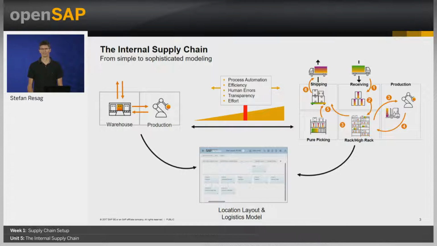The business requirements could also change over time, and you might start with a simpler approach like the one shown on the left, with only one area for warehouse and one for production. Later, once your business grows, you might need to model your high racks and receiving and shipping areas, as you can see on the right. In SAP Business ByDesign, we address these flexible modeling requirements with what we call the location layout and the logistics model. Let us have a look at the location layout first.